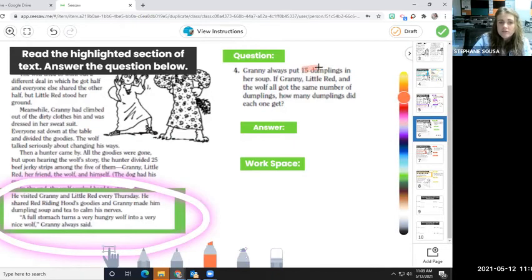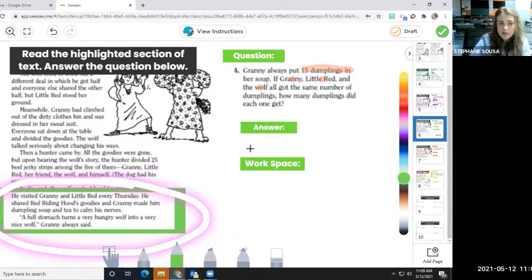Granny always puts 15 dumplings in her soup. If Granny, put a dot on Granny. Little Red, put a dot on Little Red. And the wolf, put a dot on the wolf. All got the same number of dumplings. How many dumplings did each one get?